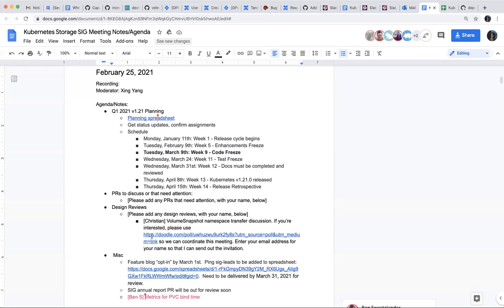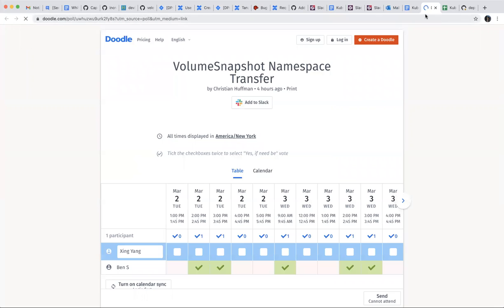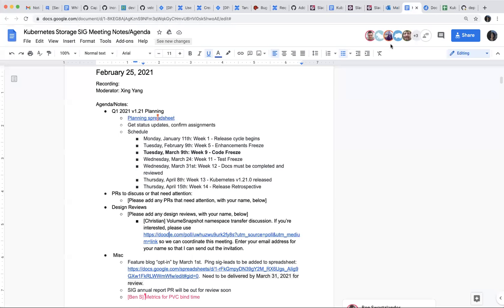The main thing I want to discuss is this design is based on the design for transferring persistent volume claims across namespaces. However, that design has yet to be merged. There have been 4 KEPs proposed over the past 2 to 3 years. I don't believe any of those have been merged.